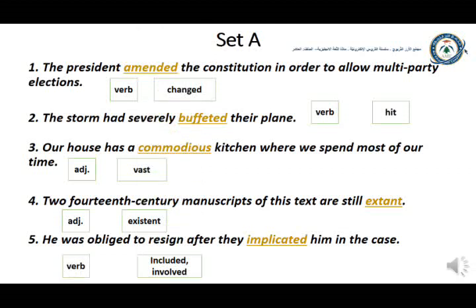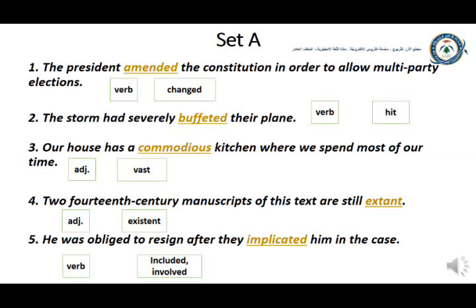Set A. 1, 2, 3, 4, and 5. These sentences will help us identify the part of speech of each word and figure out its meaning. 1. The President amended the Constitution in order to allow multi-party elections.